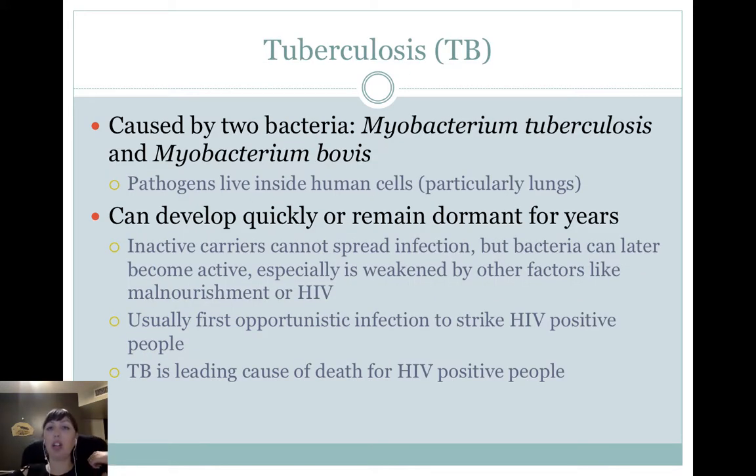Okay, moving on to tuberculosis or TB. This is caused by two bacteria, Mycobacterium tuberculosis and Mycobacterium bovis. Pathogens live inside human cells, particularly in the lungs. This can develop quickly, or it can remain dormant for years. Inactive carriers cannot spread infection, but bacteria can later become active, especially if that person becomes weakened from things like malnourishment or other diseases or HIV. Usually it's an opportunistic infection to strike people who have HIV, and TB is the leading cause of death for HIV positive people.